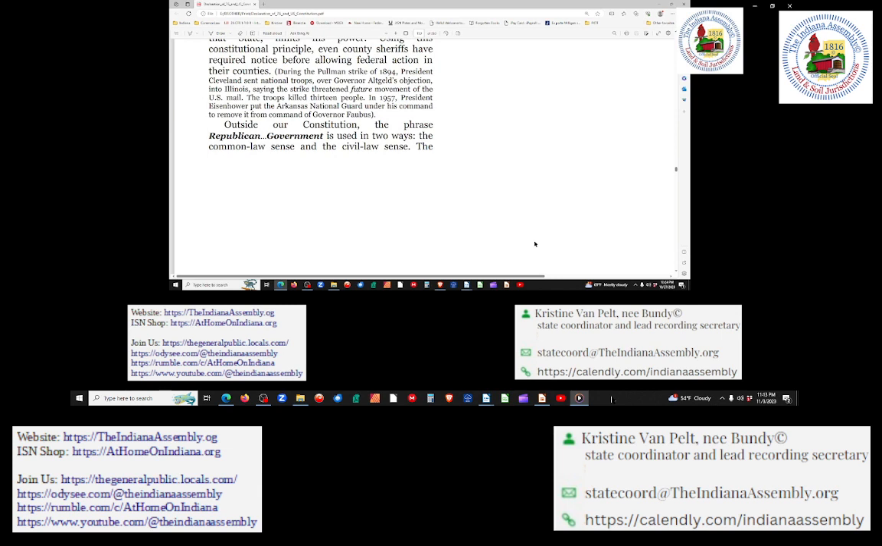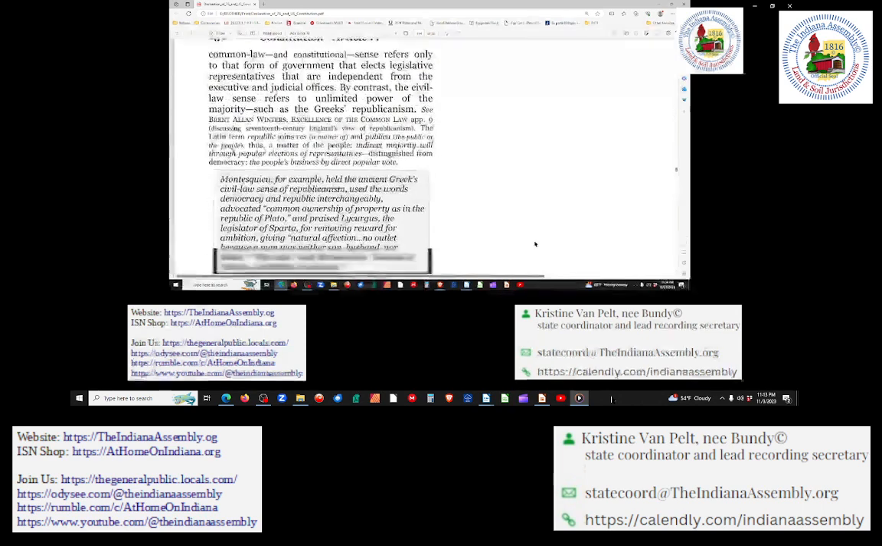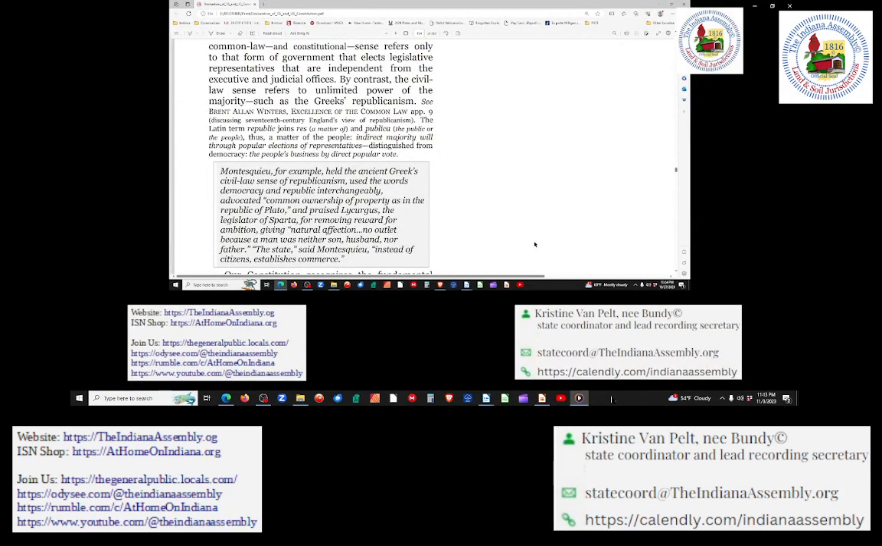Outside our Constitution, the phrase Republican government is used in 2 ways, the common law sense and the civil law sense. The common law and constitutional sense refers only to that form of government that elects legislative representatives that are independent from the executive and judicial offices. By contrast, the civil law sense refers to unlimited power of the majority, such as the Greeks' republicanism. See Brent Allen Winter's Excellence of the Common Law, Application 9, discussing 17th century England's view of republicanism.